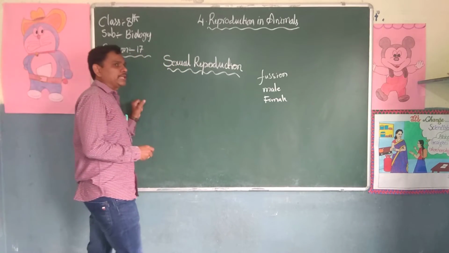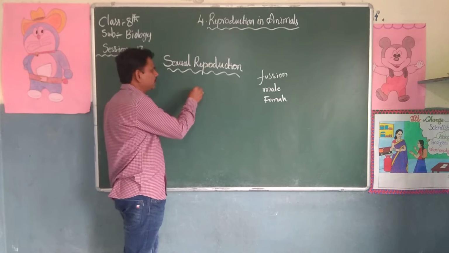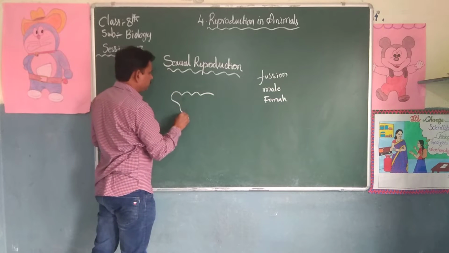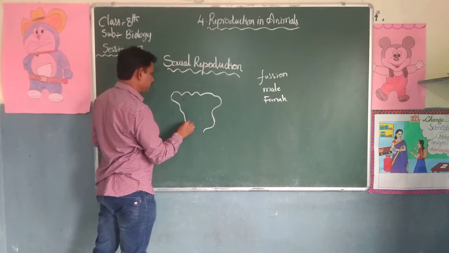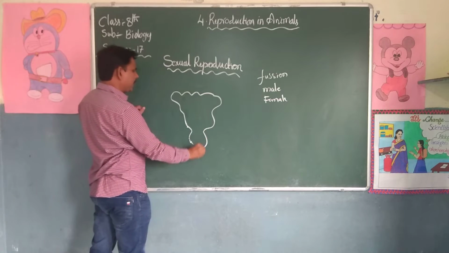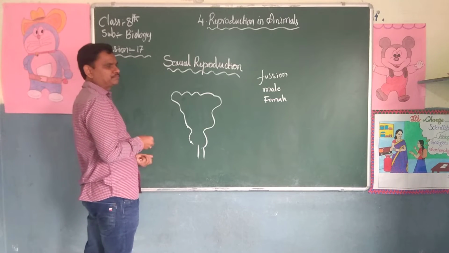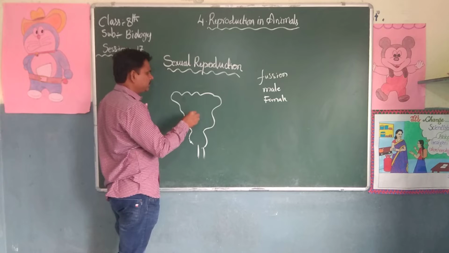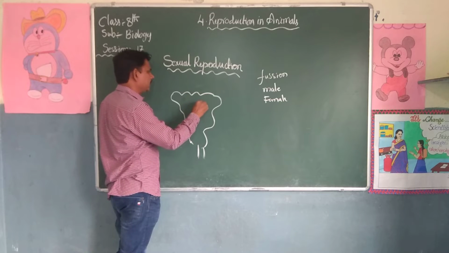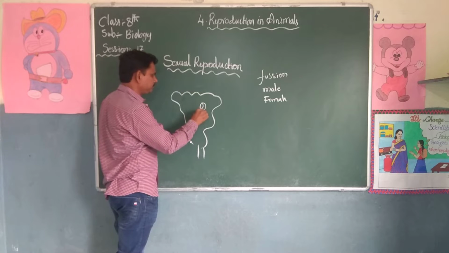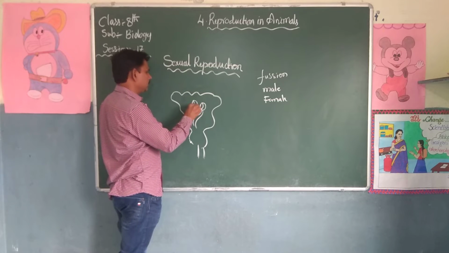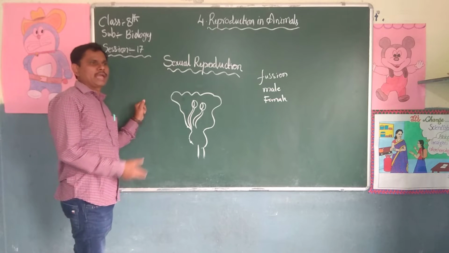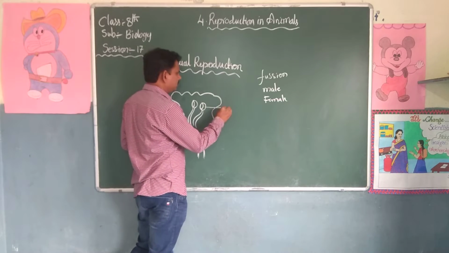So sexual reproduction takes place in plants also, we discussed that. Take the Datura plant. In Datura flowers we can see male parts and female parts. What are the male parts? They have the anther.